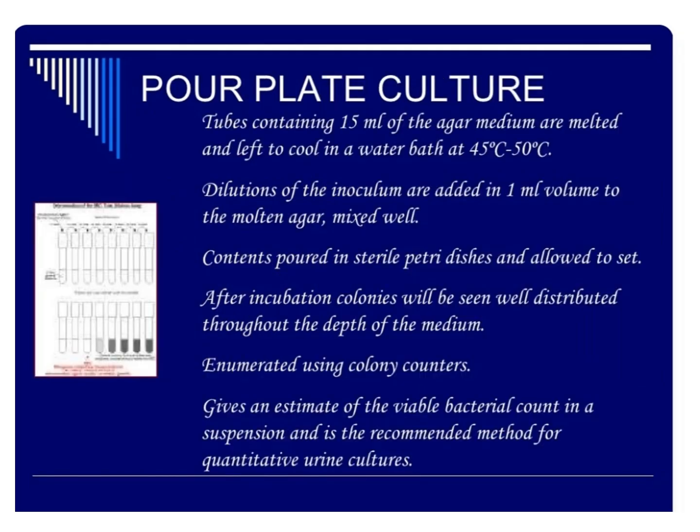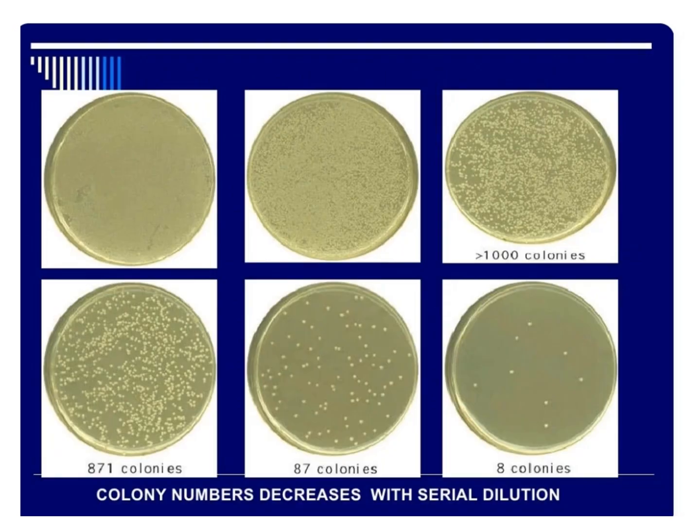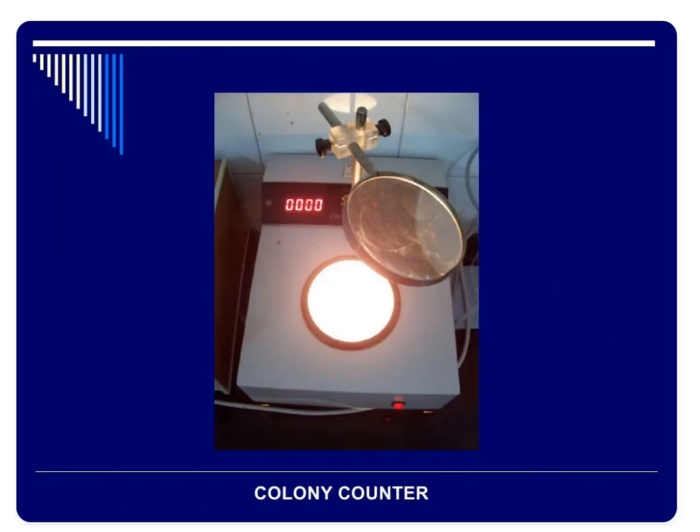The next culture method is the pour plate method. This method is mainly used for quantifying microorganisms. Here the sample is mixed with agar and poured into a plate. After incubation we can observe the colonies throughout the agar, not just on the surface. This image shows the incubated plates of serial dilution. Here we can observe the colony number decreases with serial dilution concentrations.